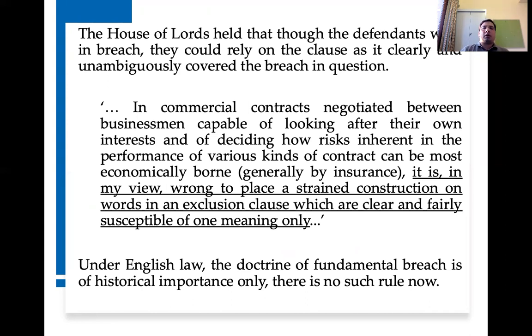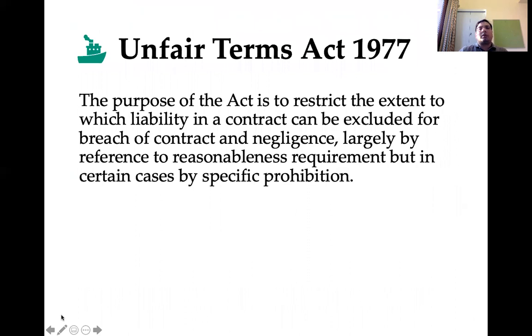Please note that this doctrine of fundamental breach is of historical relevance. There is no such rule in English law anymore because we have a statute on that point. And the statute is called the Unfair Contract Terms Act 1977. The purpose of the act is to restrict the extent to which liability in a contract can be excluded for breach of contract and negligence, largely by reference to a reasonableness requirement, but in certain cases by specific prohibition.